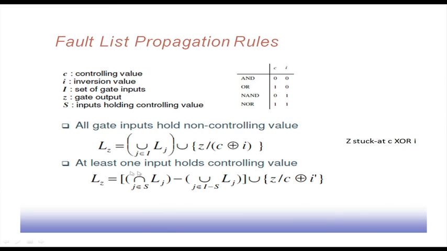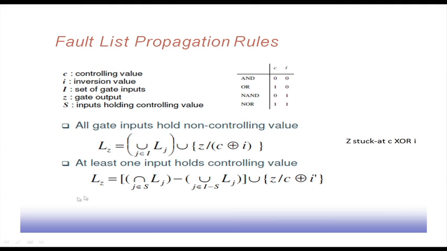On the other hand, if at least one of the inputs holds controlling value, then there is a problem, because it will not be able to see all the faults. So, which faults will propagate? If I have S as the set of inputs holding controlling value, then you have to take the intersection of those. Whichever faults are common between all those controlling points, minus the union of all the faults at the gate inputs holding non controlling value. So, this minus this becomes the first part, and the second part is Z stuck at C XOR I bar. So, that can be detected.